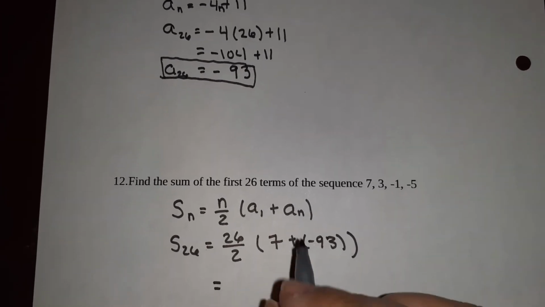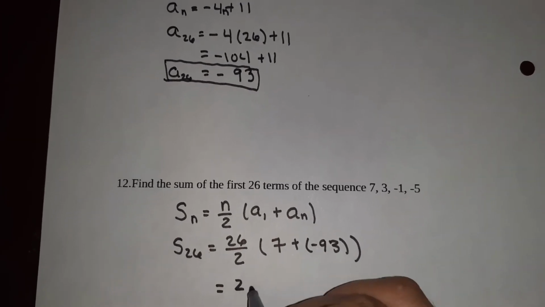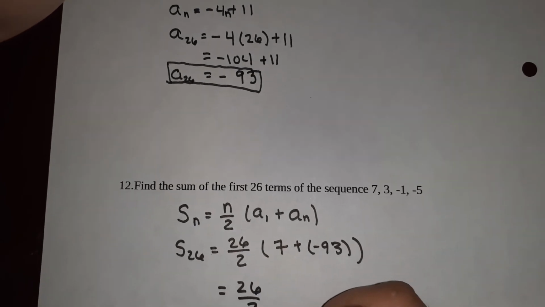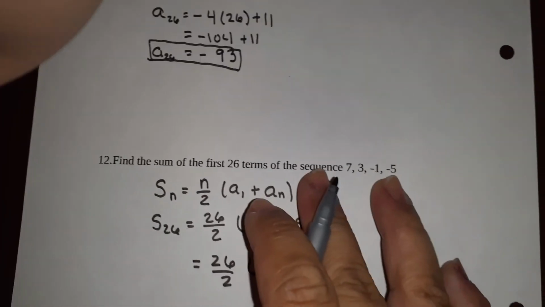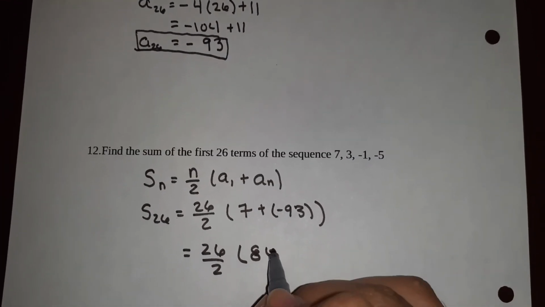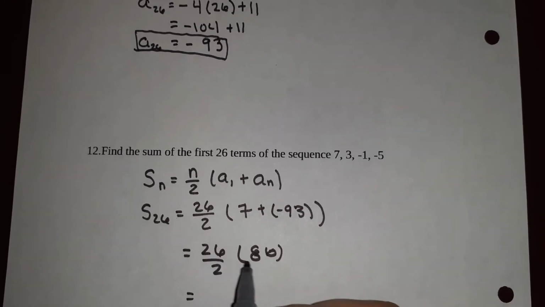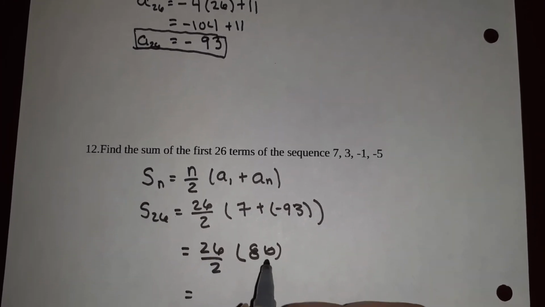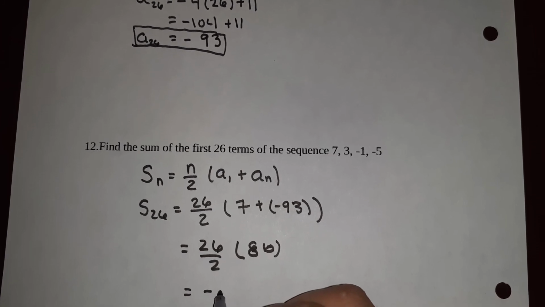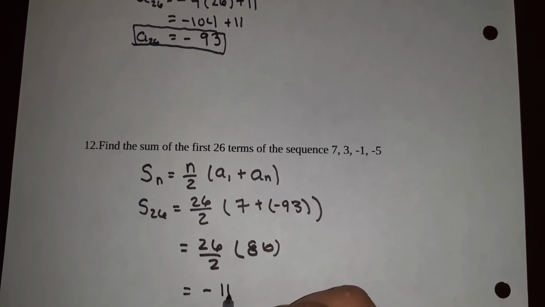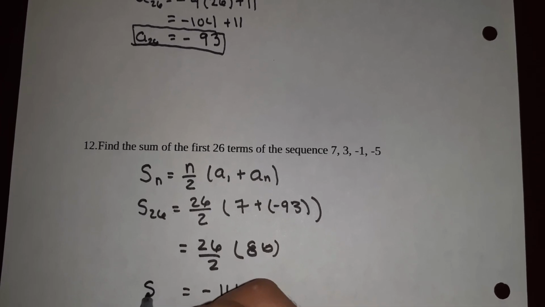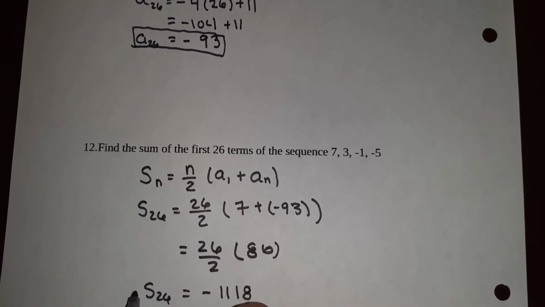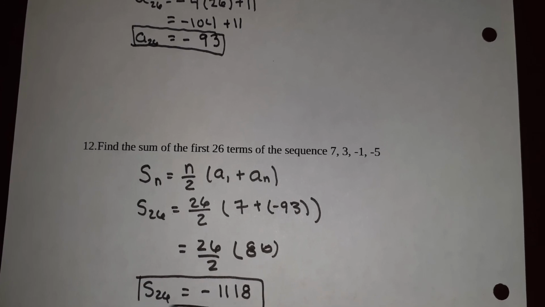Okay, so if I keep working this out, 26 over 2, and inside I'm going to get negative 86. Oh, my paper's going everywhere. 26 over 2 times negative 86. This will give me negative 1,118. So this is the sum of the first 26 terms in this sequence.